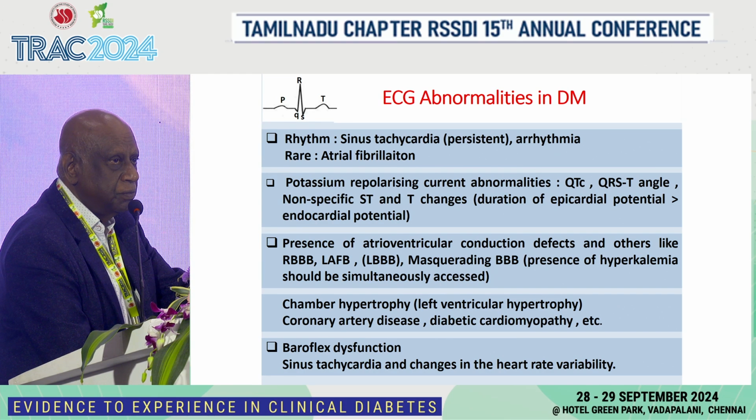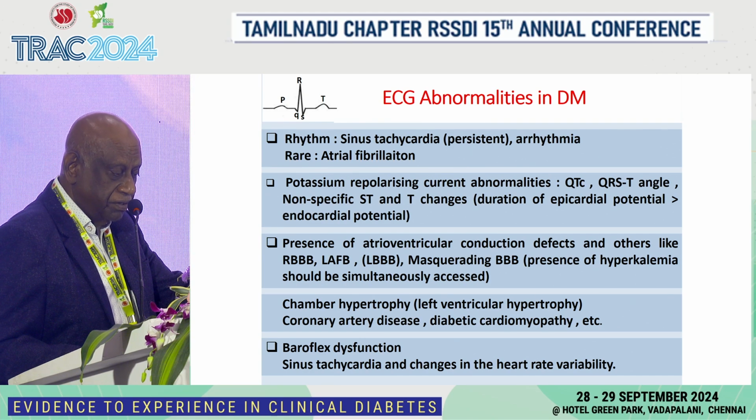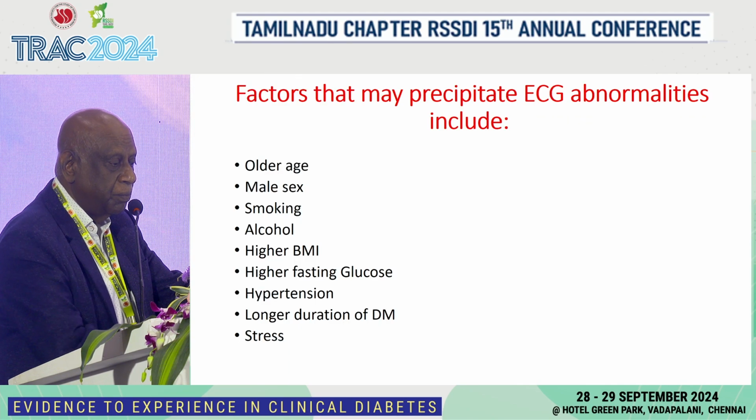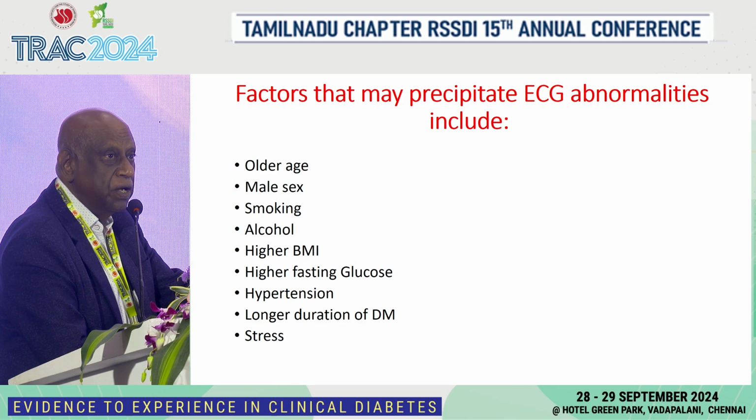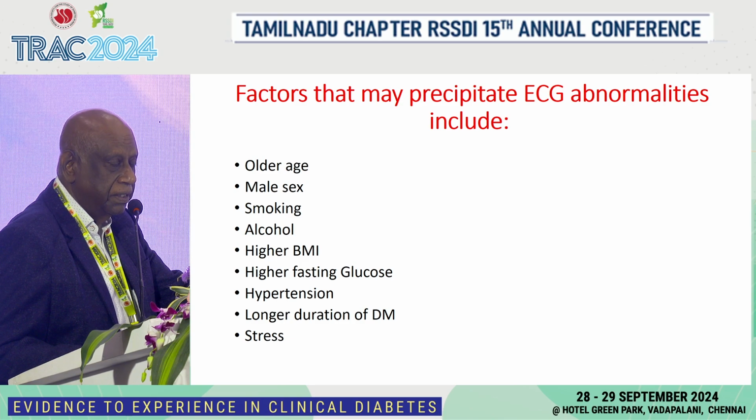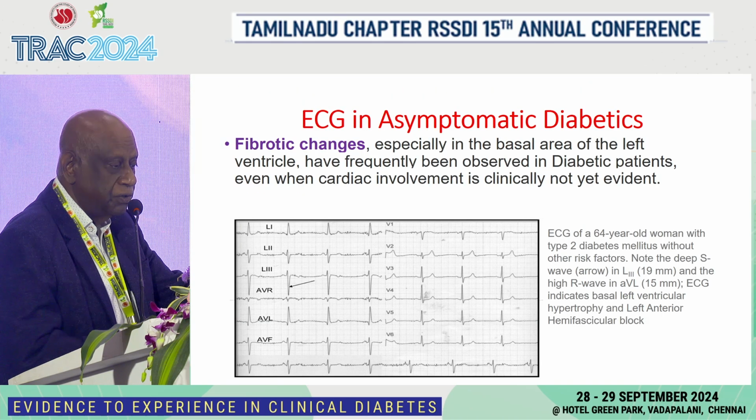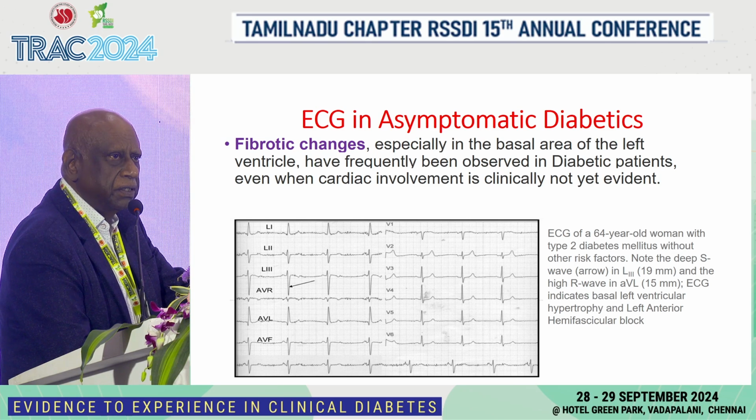The abnormalities to be summarized are in the rhythm. It can be a sinus tachycardia or atrial flutter or fibrillation. It can be a bradycardia too. Potassium and repolarizing current abnormalities, as our chairperson said, hyperkalemia can always be detected. And conduction defects, chamber hypertrophies, and baroreceptor dysfunction due to cardiac autonomic neuropathy. These are the factors that influence the occurrence of ECG changes in diabetes: age, sex, smoking, alcohol, stress, all those things. We'll go into some clinical examples.